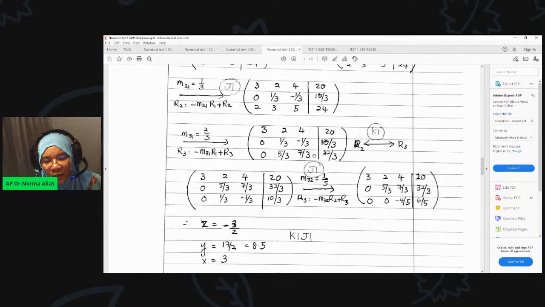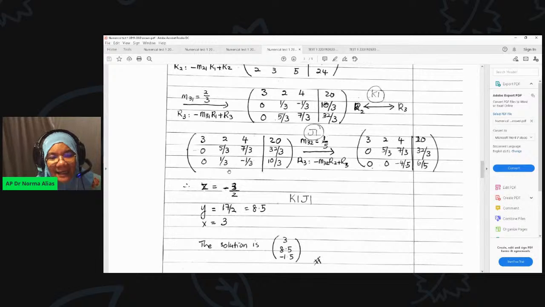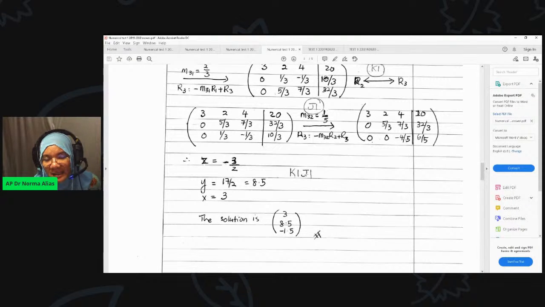And then for the rest you need to follow the elementary row operation. Because 5/3 is greater than 1/3, you interchange row 3 and row 2. Because you want to make sure that A32 is 0, you need to rearrange R3 as negative M32 R2 plus R3. So what you get is an upper triangular matrix. So you use backward substitution. This one you see, there is method 1, answer 1.